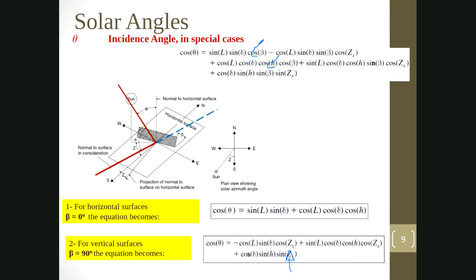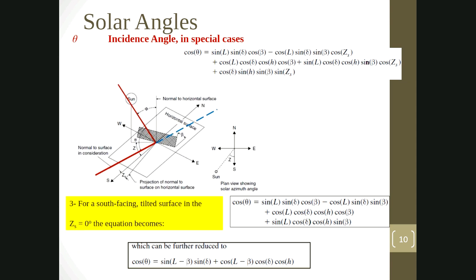If it's only horizontal, the surface azimuth angle has no influence on the incident angle. If it's vertical, the surface azimuth angle will have influence on the incident angle. Another two cases also related to the surface: if my surface is facing the south or the north. If it's facing the south, we know which one is important here. It is the surface azimuth angle, ZS. So the incident angle will be reduced to these equations.